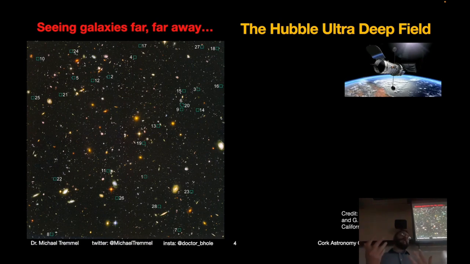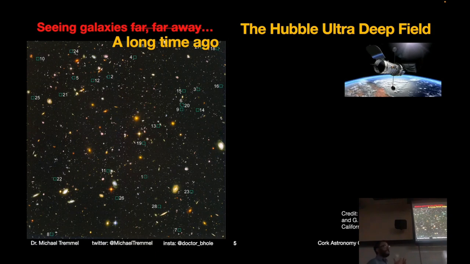But, of course, we know that light takes a finite amount of time to travel, right? So these galaxies in this image, which are billions and billions of light years away, we're seeing those galaxies as they were billions and billions of years ago. So we're seeing light after it traveled for all that time to finally reach us here on Earth. So really, these are galaxies that are far away, but also galaxies that existed a long, long time ago.